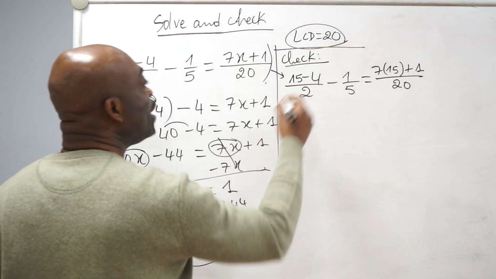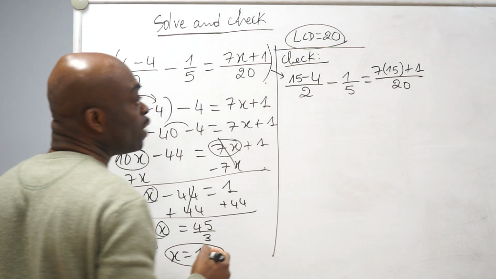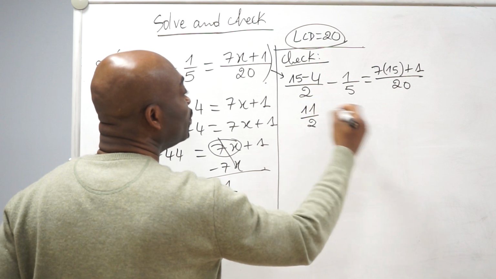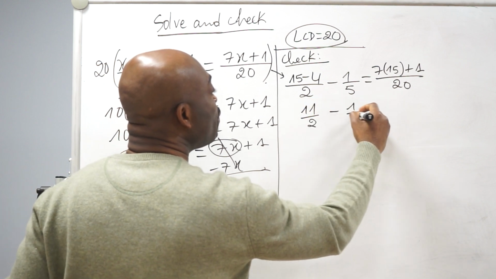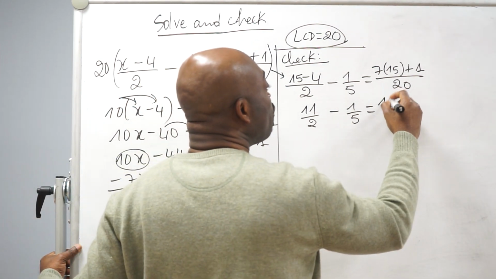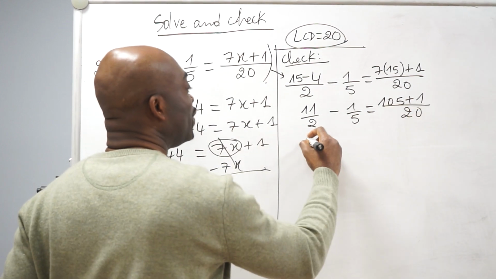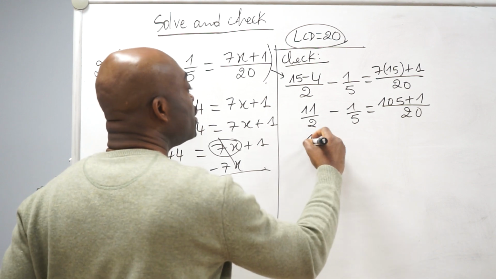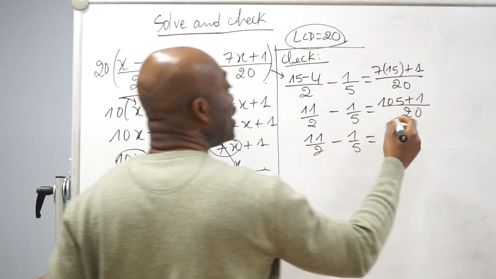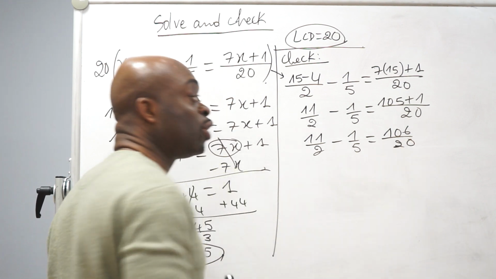All right? So then we have 15 minus 4 that we have to calculate here. So 15 minus 4 is going to give us what? That is 11. So that's 11 over 2. And then minus 1 over 5. That is equal to 7 times 15. 7 times 15 is going to give us what? 105 plus 1 over 20. Then we have 11 over 2 minus 1 over 5, so you can still keep it for now. And then 105 plus 1, which is 106 over 20. Okay, we all good so far?